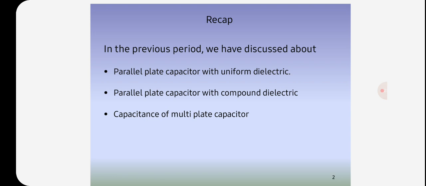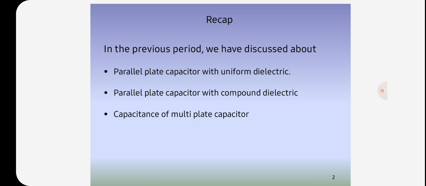The unit of capacitance is the farad. The farad is a very large unit, hence in practice it is convenient to use microfarad, nanofarad or picofarad.